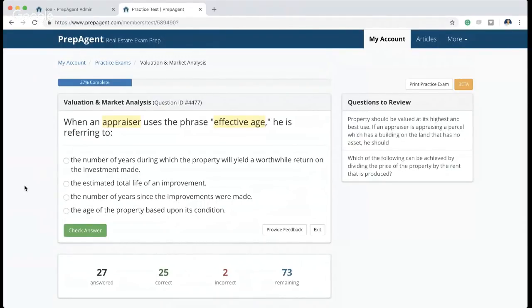When an appraiser uses the phrase effective age, he is referring to A, the number of years during which the property will yield a worthwhile return on the investment made. B, the investment of total life on an improvement. C, the number of years since the improvements were made. D, the age of the property based upon its condition.